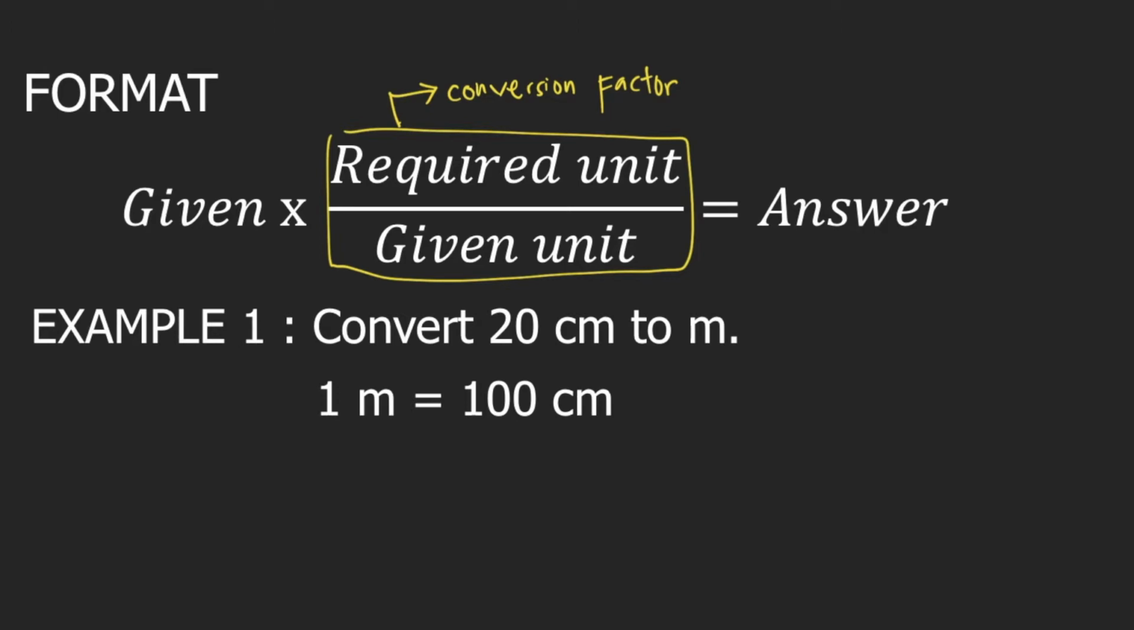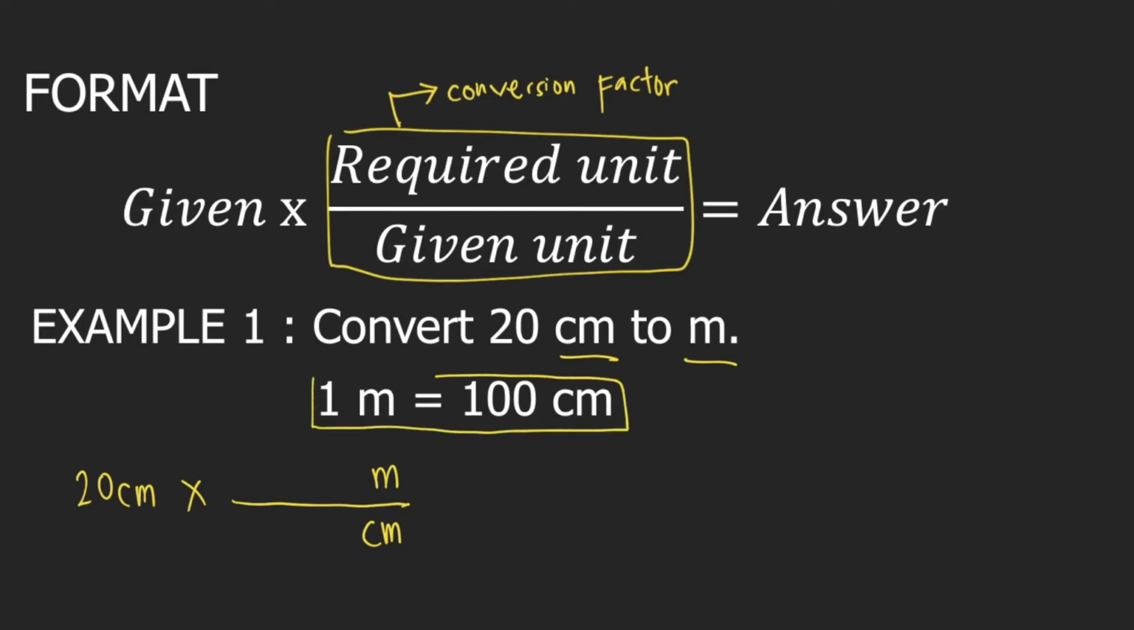So let's try example number 1. Convert 20 centimeters to meters. So the given is 20 centimeters, multiplied by the required unit, which is meters, over the given unit, which is centimeters. Then look at the equivalence. It says here that 1 meter is equivalent to 100 centimeters.